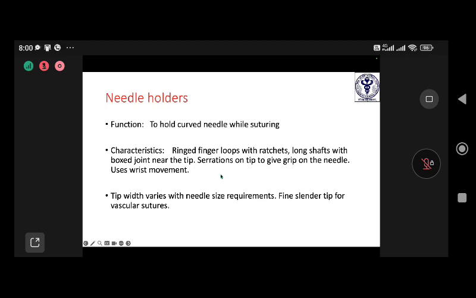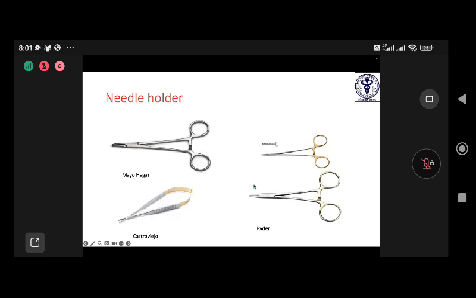Generally, they have box joints near the tip because that gives you stability of the holding, so that the needle doesn't slide in the grip of the instrument. So various kinds of needle holders you can have depending on the use. So something which is finer will be used for holding very fine vascular needles like 5-0 or 6-0 kind of Prolene, also generally monofilament.